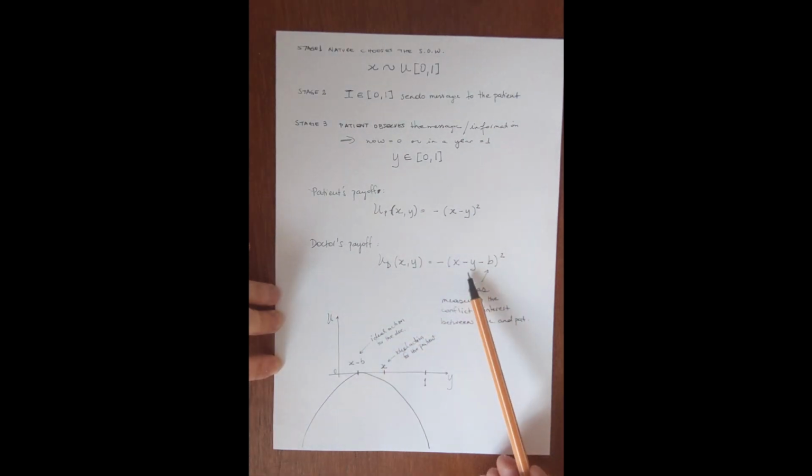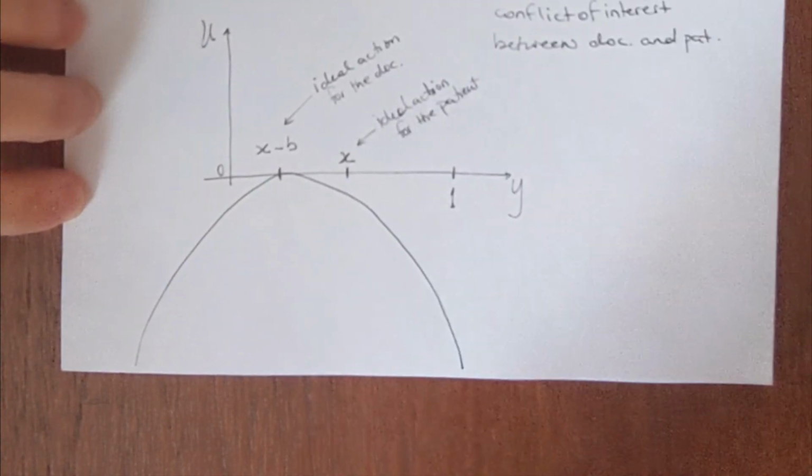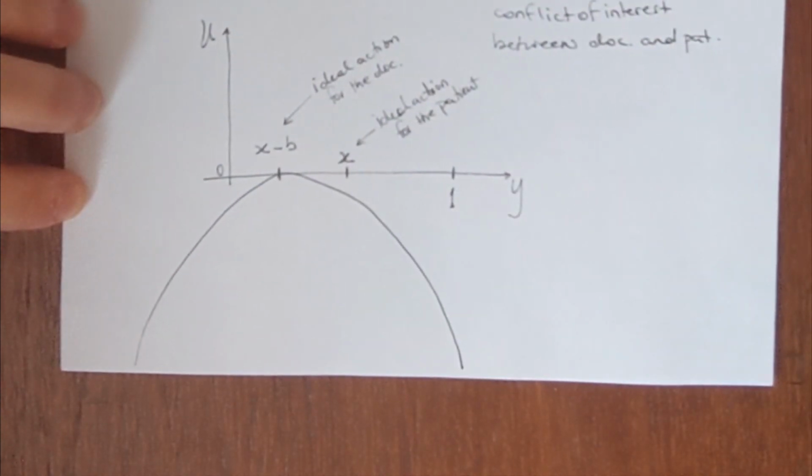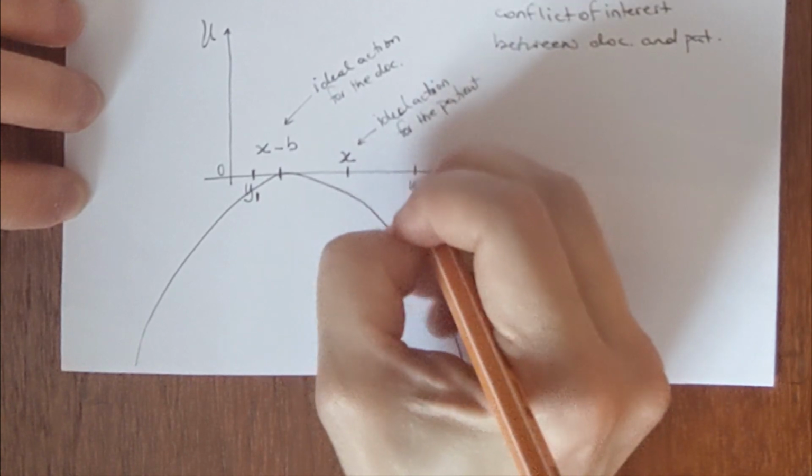If we maximize this function, the first order condition tells us that y at the maximum is equal to x minus b, which is equal to 0. Now imagine there are two alternative recommendations. Let's say that the doctor can recommend y1 or y2.